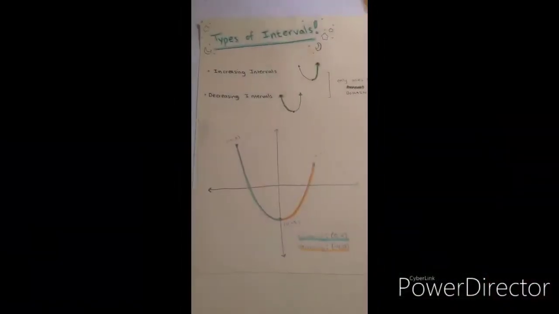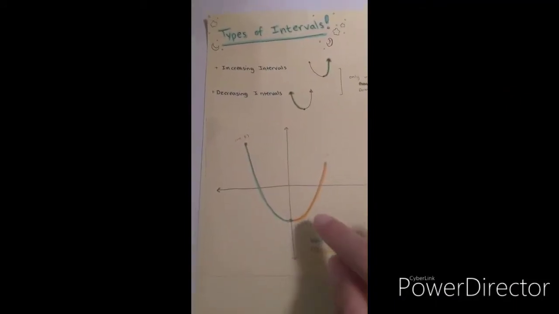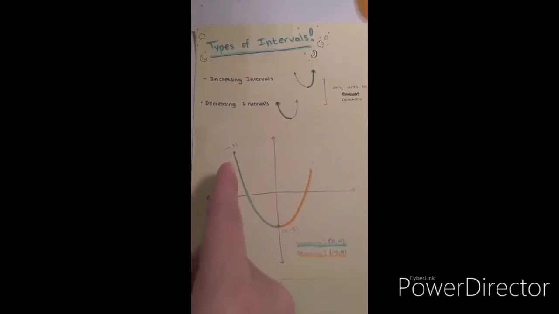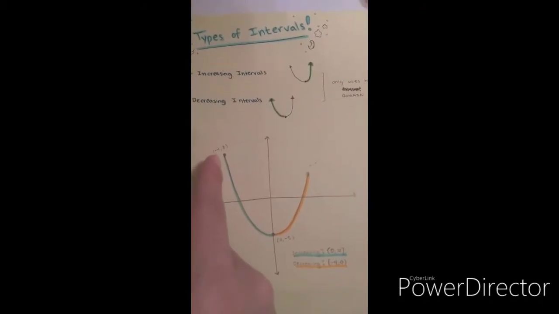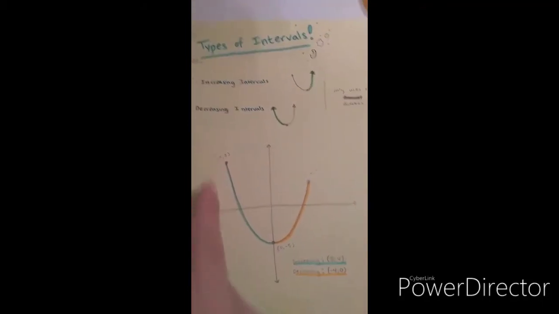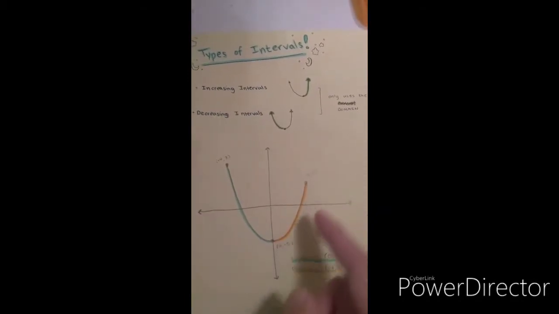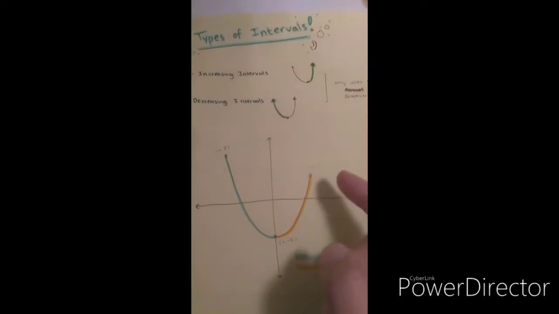Now I'll teach you about increasing and decreasing intervals. Increasing intervals is when the graph heads toward higher positive numbers, and decreasing intervals is when the graph heads toward lower negative numbers. On this graph you can see that the decreasing interval starts at -4, 8 and ends at 0, -5, while the increasing interval starts at 0, -5 and ends at 4, 4.